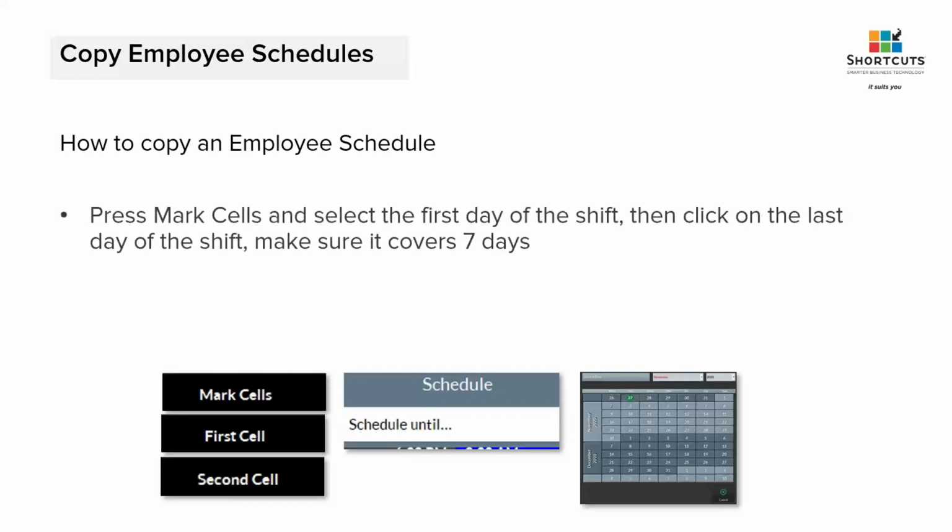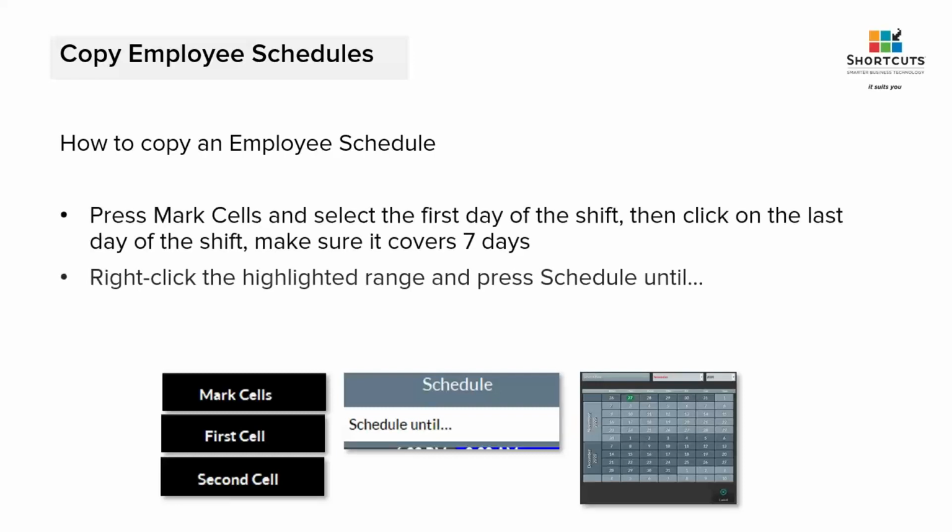So I'm going to talk about copying the schedule, but for most of you, it's better to see it in action. But what you're supposed to do, once you mark a 7-day period, including days on, days off, you're going to press Mark Cells, select the first day of the shift, which is technically the first day of your working week, whether it's Sunday or Monday, and then your second cell is the last day of the week. And again, whether that's Friday or Saturday, whatever the 7th day is.